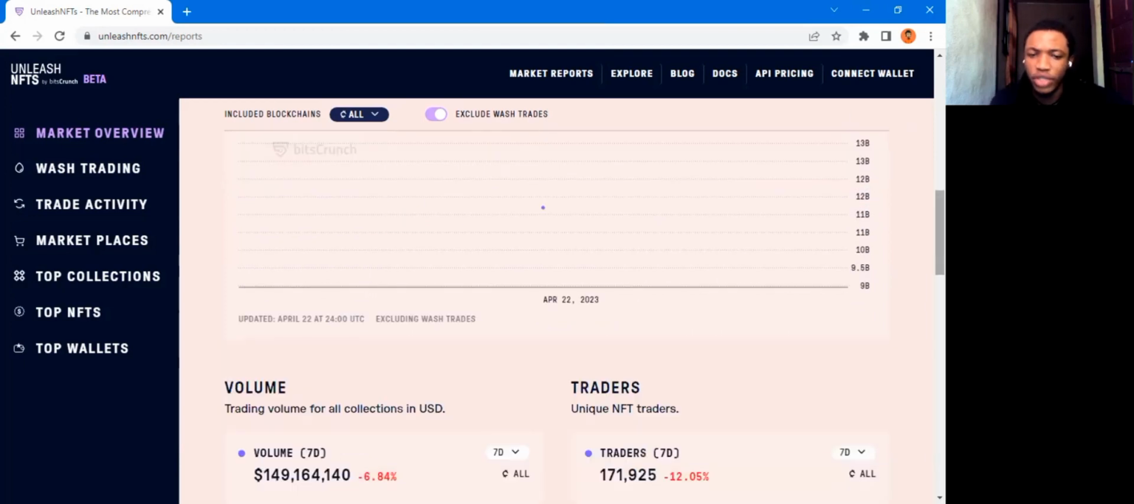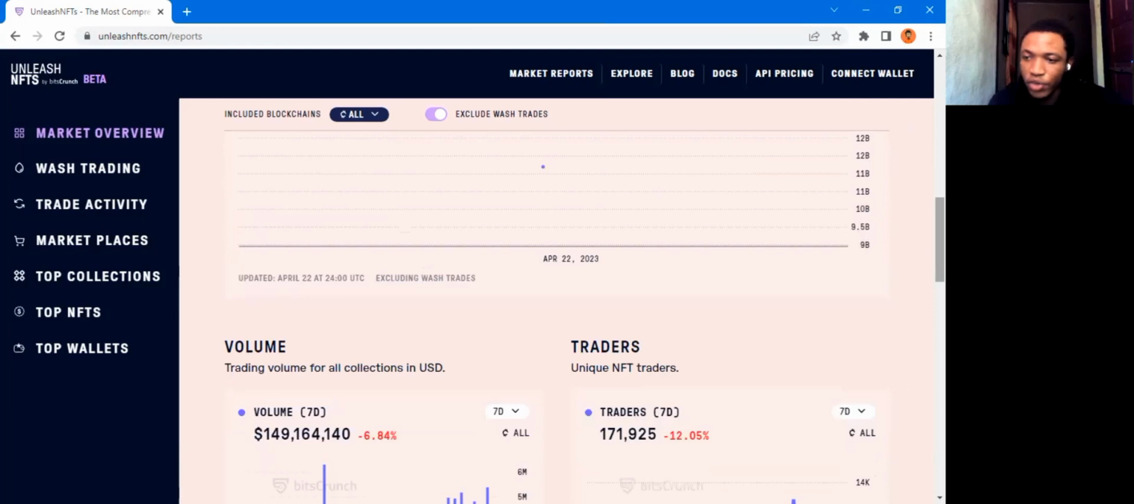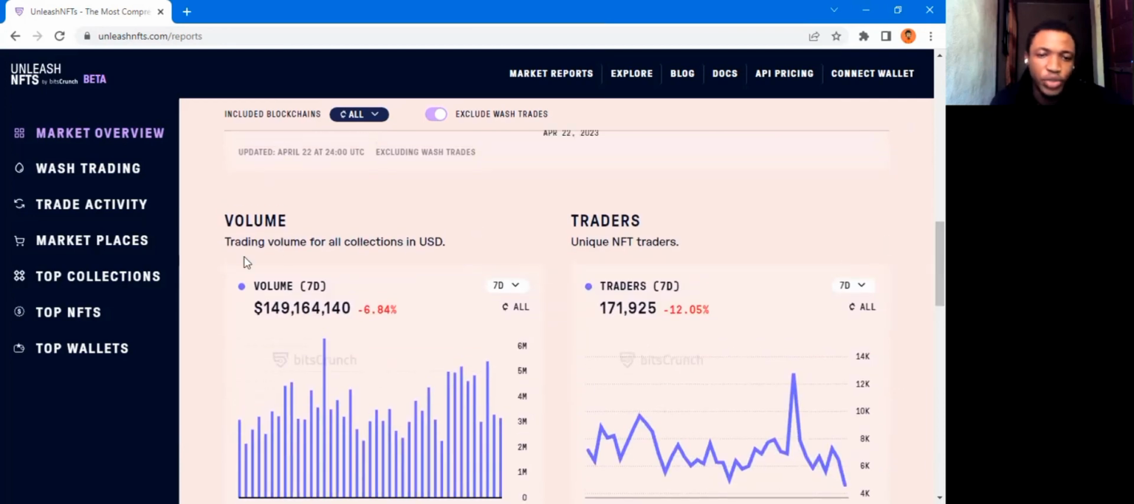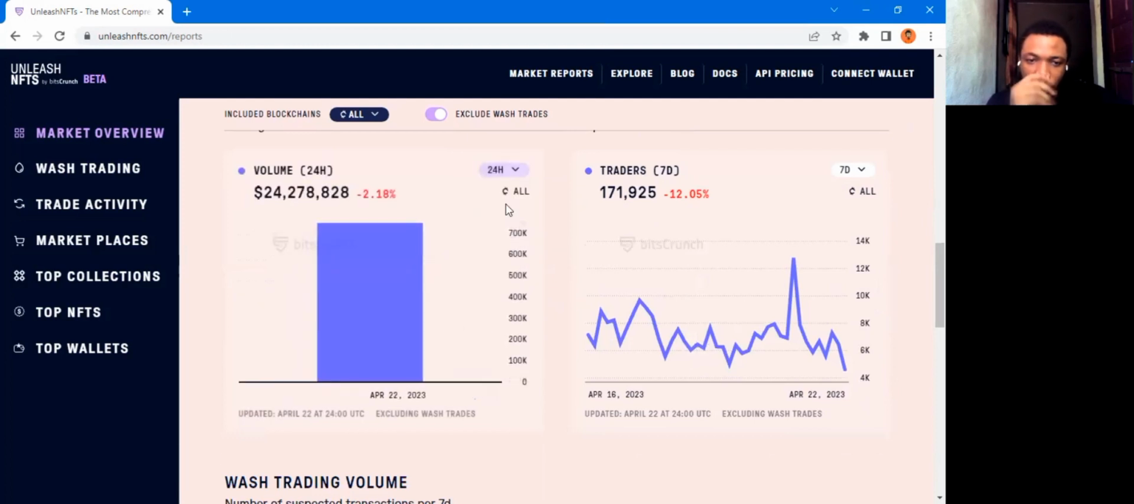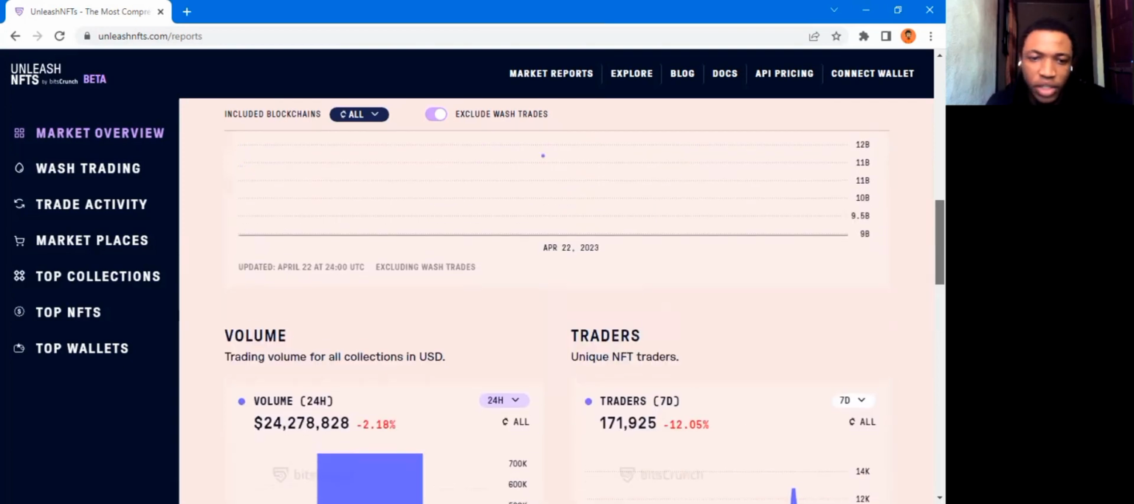So we're scrolling downwards again and we have volume, and this volume actually represents the trading volume for all collections in dollars, and traders has to do with the unique NFT traders in the last 7 days. Of course we can always change that to 24 hours to see how much volume of NFT has been traded in the last 24 hours.